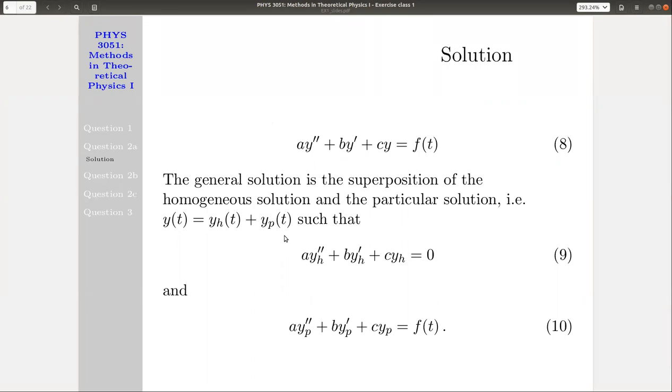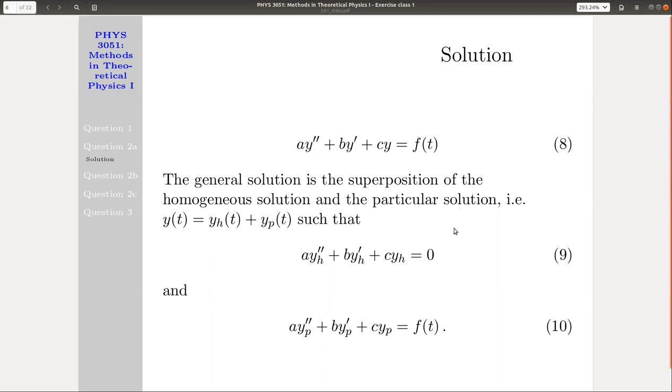The homogeneous solution means the solution will satisfy equation 9 here, so we have the inhomogeneous term set to zero. The particular solution means any solution that satisfies equation 8 here. As long as you find a solution that satisfies this equation, YH plus YP will be the general solution of this differential equation.